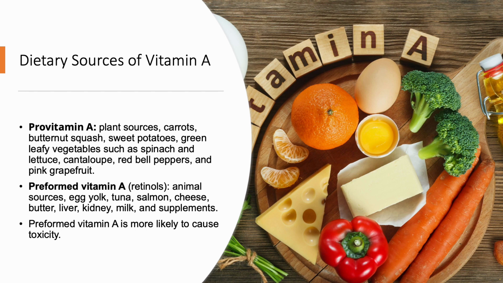Examples of dietary sources of vitamin A: first, plant sources where you have beta carotenes or provitamin A, carrots from the name, of course, butternut squash, sweet potatoes, green leafy vegetables, cantaloupes, red peppers. Preformed vitamin A, an important source, is supplements that people take. Also, you have kidney, liver, dairy products, egg yolk, tuna, salmon, etc.